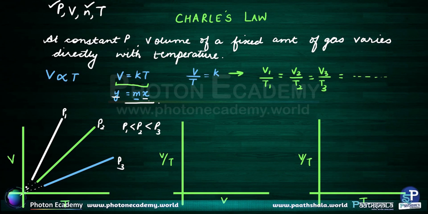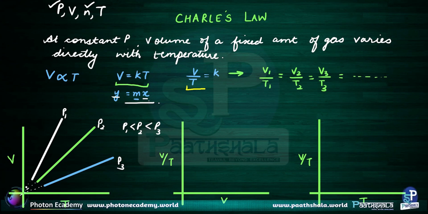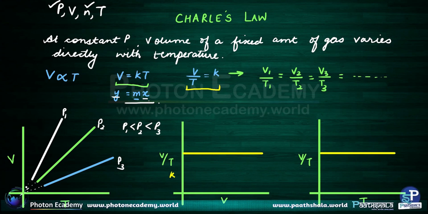Next, we have a curve between V by T versus V. Now remember, we had said that V by T is a constant. So if it is a constant, be it any value of V, this graph has to come out to be a straight line with the value of the intercept as K. Similarly, for V by T versus T, be it any value of T, the graph will have to come out to be a straight line with the intercept as K.